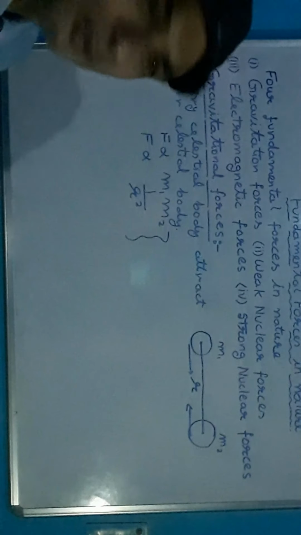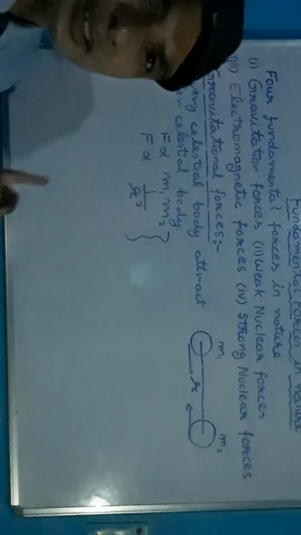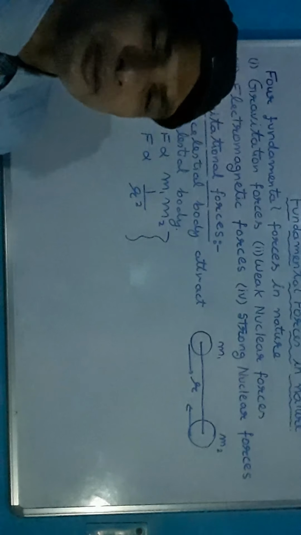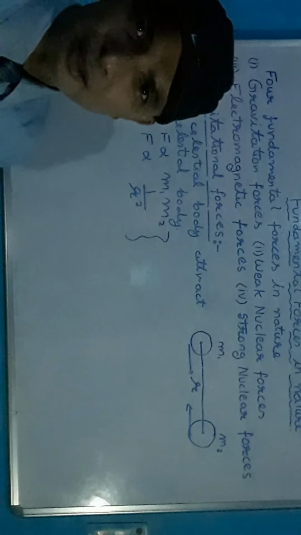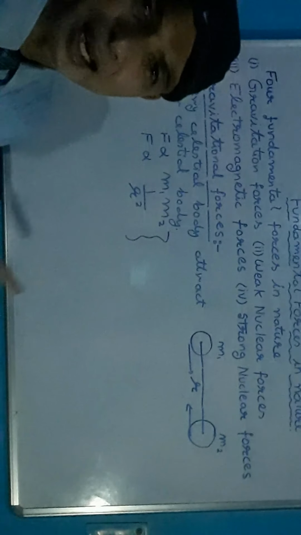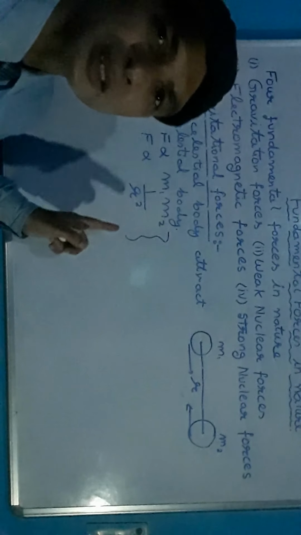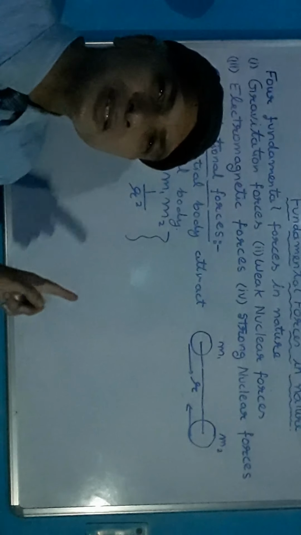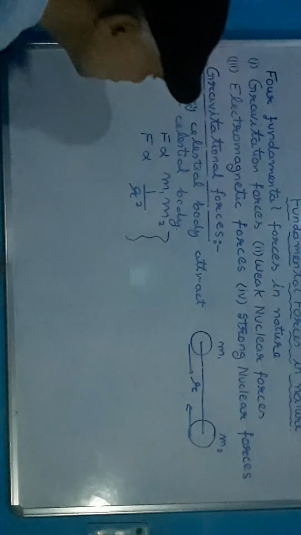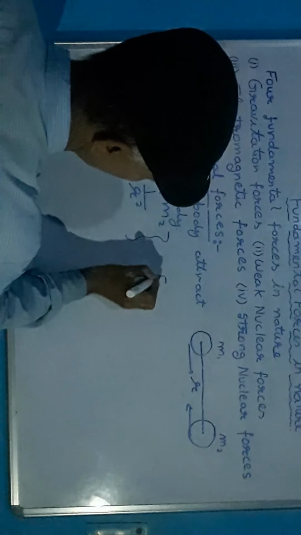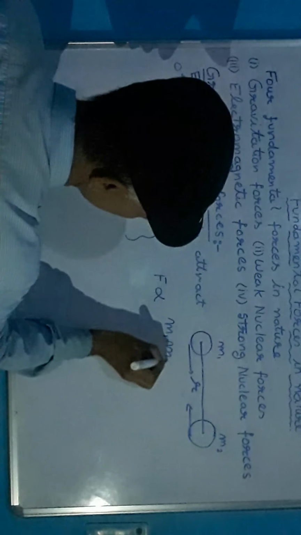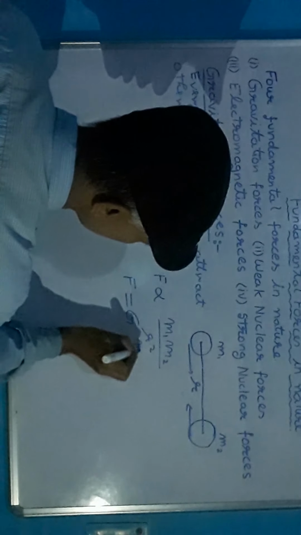So what is the gravitational force? It has been observed that according to Newton, every celestial body attracts another body with a force of attraction which is directly proportional to the product of their masses and inversely proportional to the square of the distance between them. In the next step, when I combine them, I can write F is proportional to m1 m2 upon r square, and then F is equal to G m1 m2 upon r square.